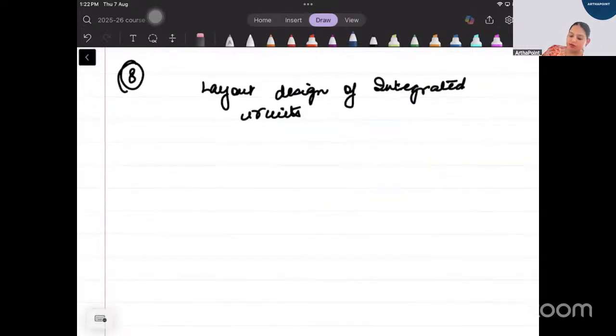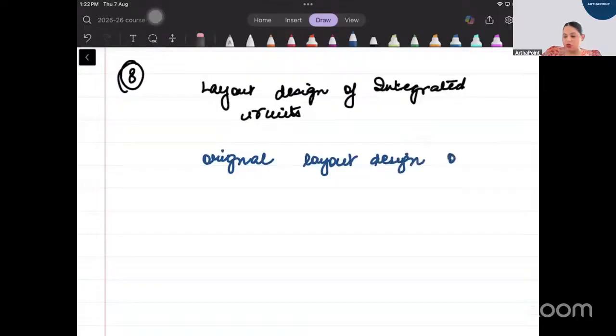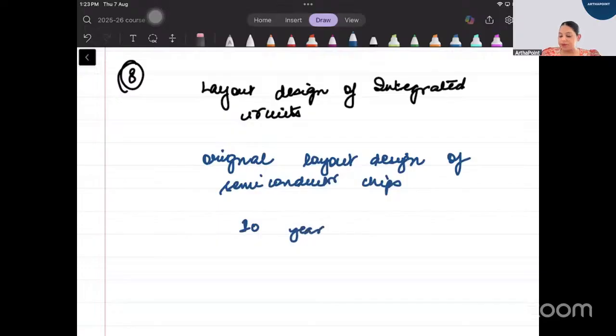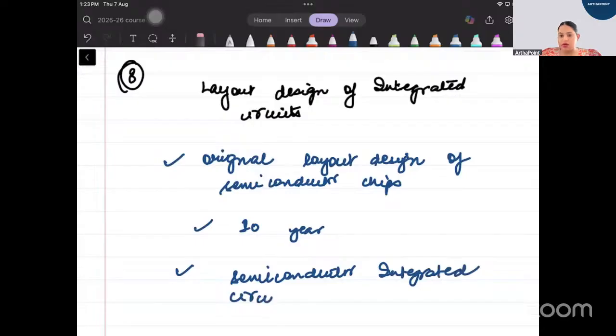So this is usually for original layout design of semiconductor chips. The period is 10 years. The act that is protecting it is the Semiconductor Integrated Circuits Layout-Design Act 2000. Circuit Layout Design Act, beta, 2000.